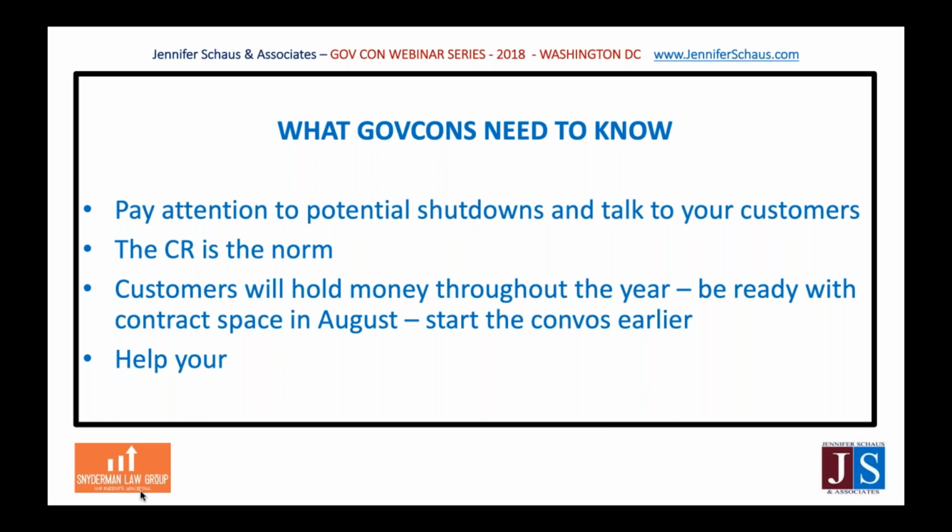The CR is the norm, right? If you look at the statistics, we just went through them. Continuing resolutions are the way the business has been done. Appropriations have not been effective. They've been highly ineffective in Congress passing budgets on a consistent basis. So we need to say, the numbers that we see year to year are the numbers that our customers will have. Customers continue to hold money throughout the year. So make sure that when it comes time in the summertime that you have contract space available, and start your conversations early with customers to see, will they have funds available that they're going to need to appropriate? Because as we said, if they're O&M funds and they have 1 year money, they've got to get them appropriated before the end of the fiscal year.